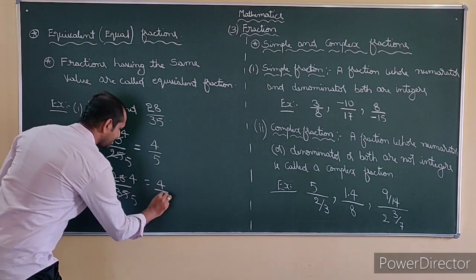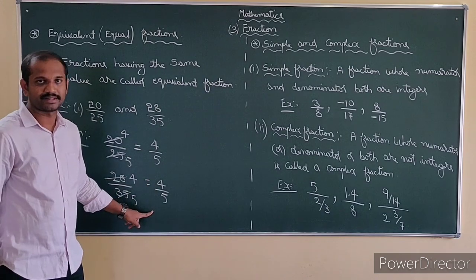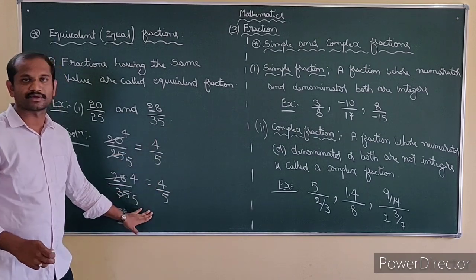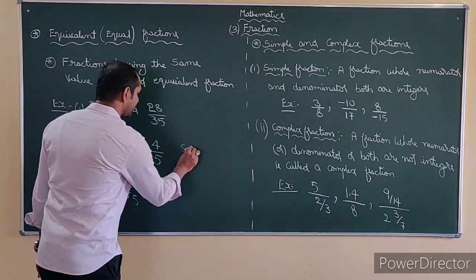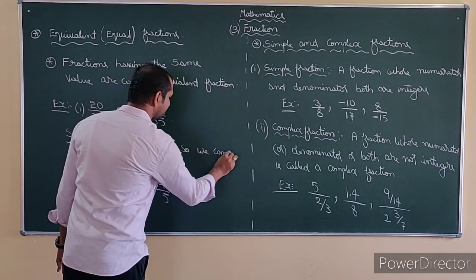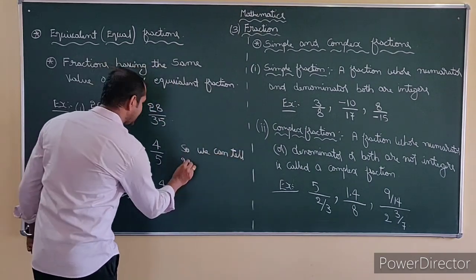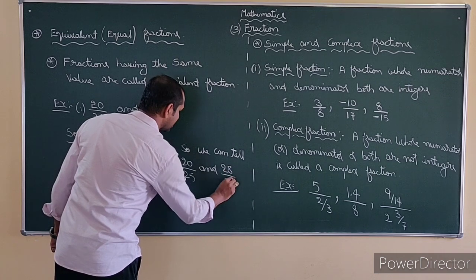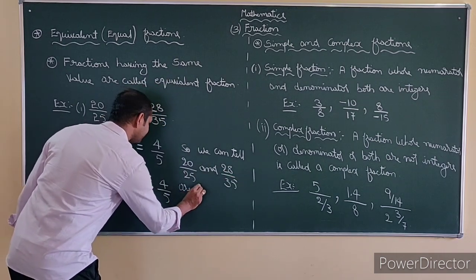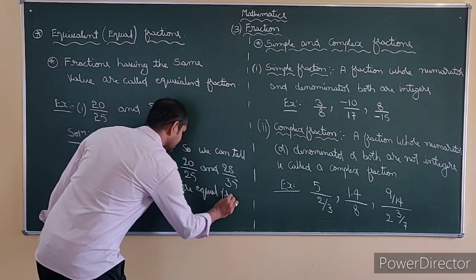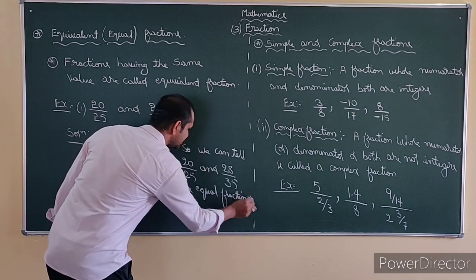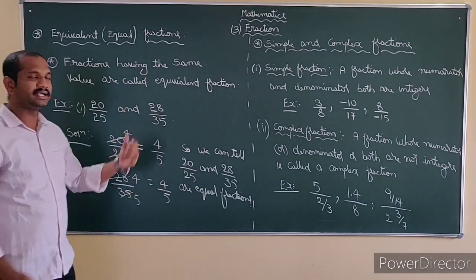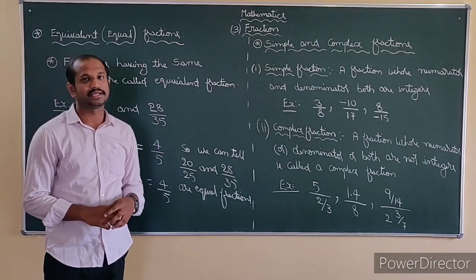Look here. Both fractions reduce to 4 by 5. Even if you cancel with different numbers, that doesn't matter. What is the reduced form? 4 by 5, 4 by 5. So we can say 20 by 25 and 28 by 35 are equal fractions. Understand? This is the way you need to do it. In your exercise, a few problems ask true or false. So do this and understand what we mean by equivalent fractions.